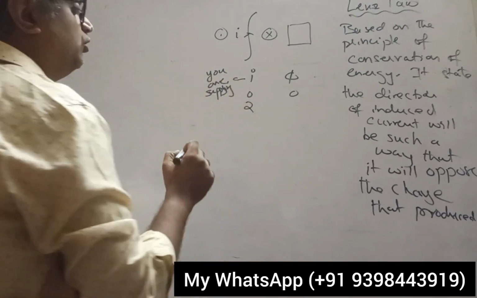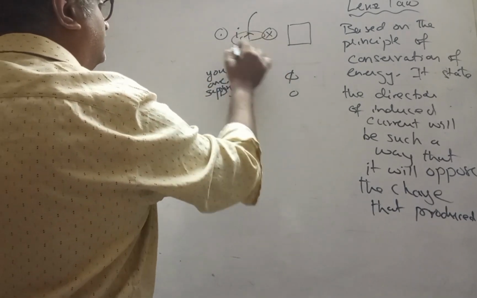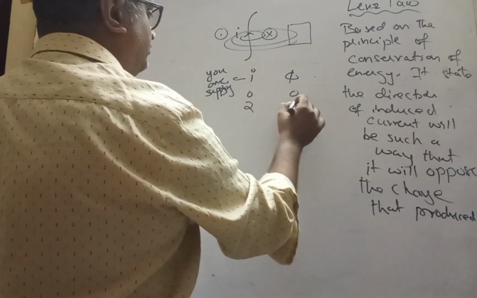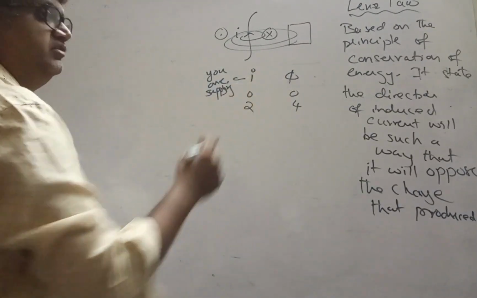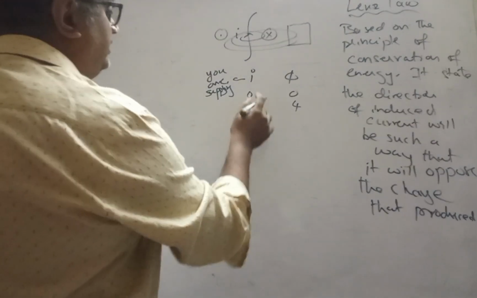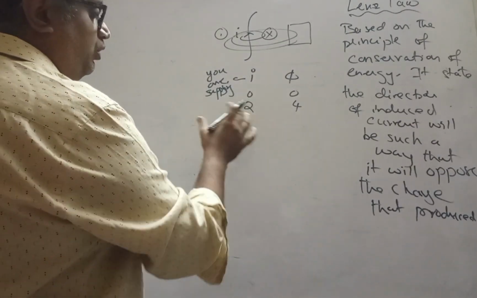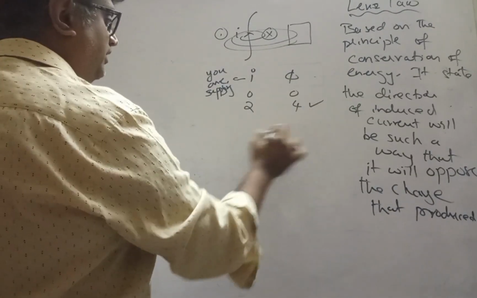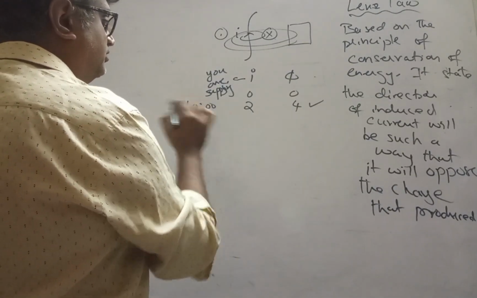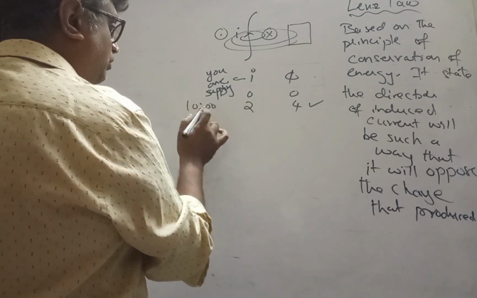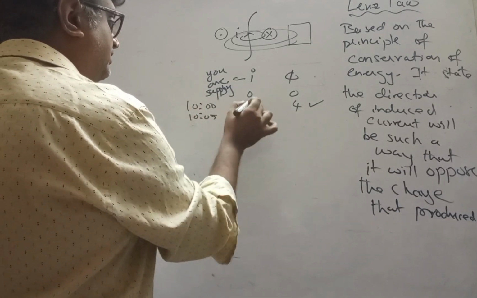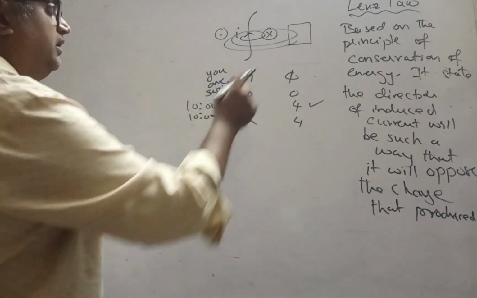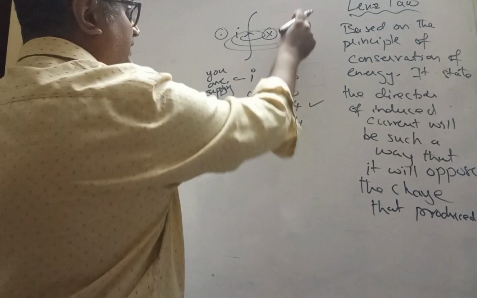Suppose you increase the current to 2. Now some lines may pass through the coil, let us say 4 magnetic field lines. If you maintain the same current over a period of time, the associated flux will not change. Suppose at 10 o'clock you are sending 2 amps, and between 10 o'clock and 10:05 you send the same current, so the same number of lines will go. There won't be any change in the flux in the coil.